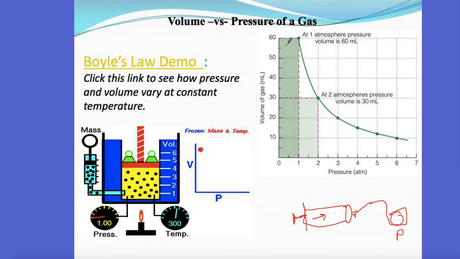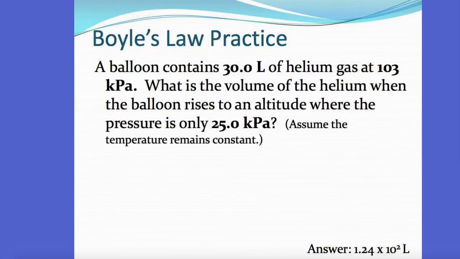So if my volume is 60, my pressure is 1. If my volume is 30, my pressure is 2. And it doesn't go down at a straight rate because as we get smaller and smaller here, we have a lot of pushback and it's hard to increase the pressure after you get to a small container. So that is the relationship with volume and pressure, and it's called Boyle's Law.